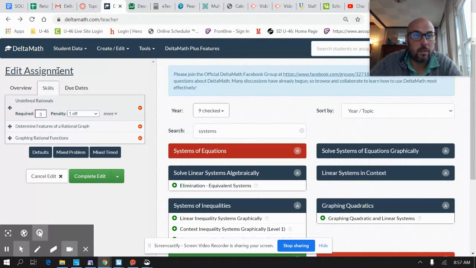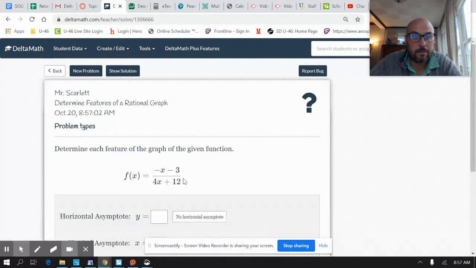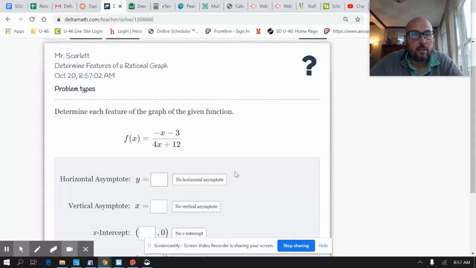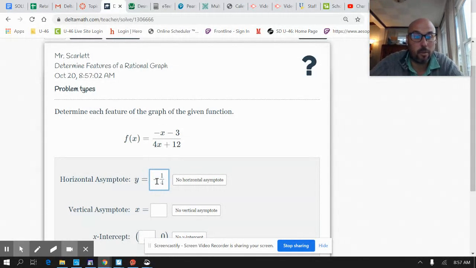All right, let's go to the second set of problems. Determine each feature of the graph of the given function. So, all right, this is great. I love this problem. So you have a rational function, and it's asking for the horizontal asymptote. It's possible that there is no horizontal asymptote. This one does have one because the degrees are the same. It's first degree compared to first degree. So in that situation, you always divide the leading coefficients. So -1 divided by +4 is -1/4. So that is the horizontal asymptote.